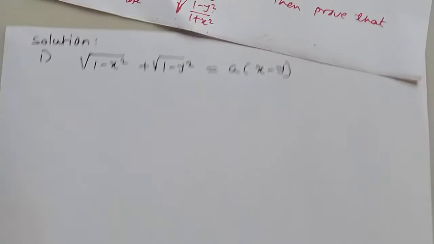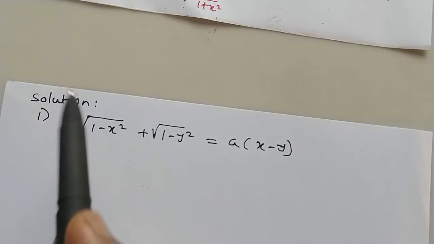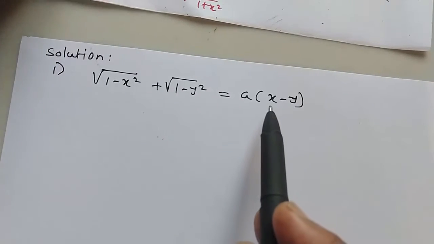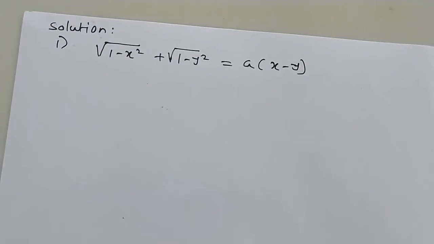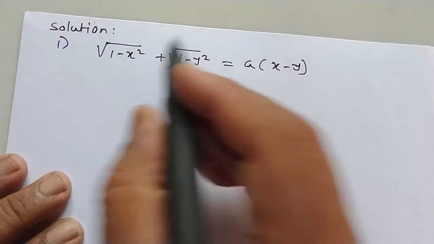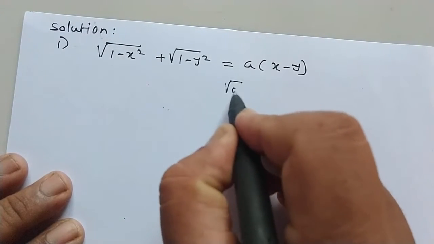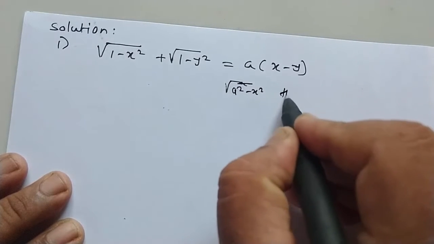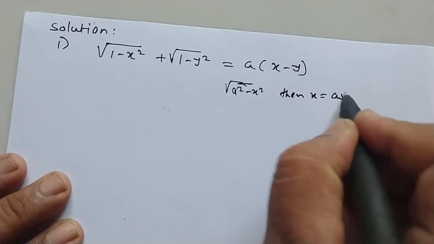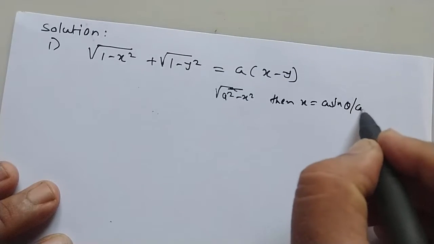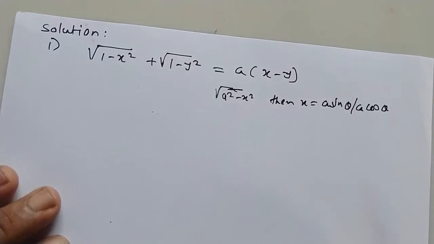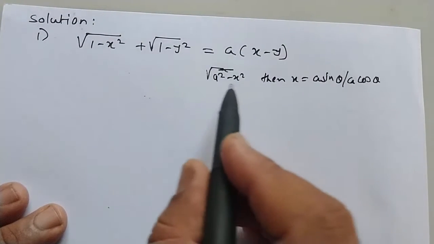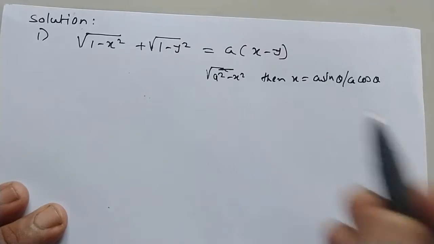The given equation is √(1 − x²) + √(1 − y²) = a(x − y). If the expression is like a² − x², then we put x = a sin θ or a cos θ. By identity, 1 − sin²θ = cos²θ, or 1 − cos²θ = sin²θ.